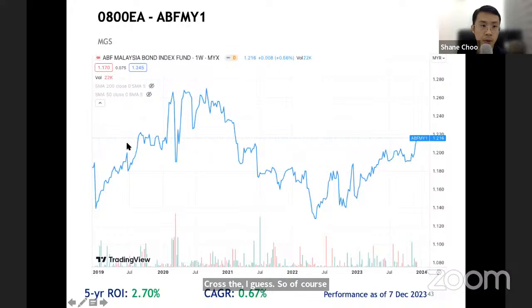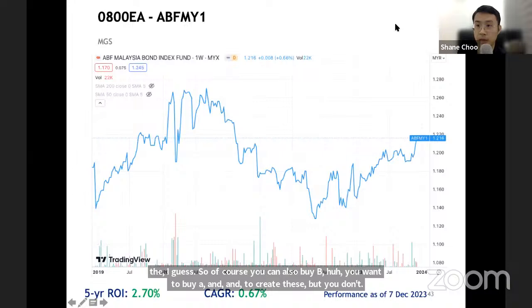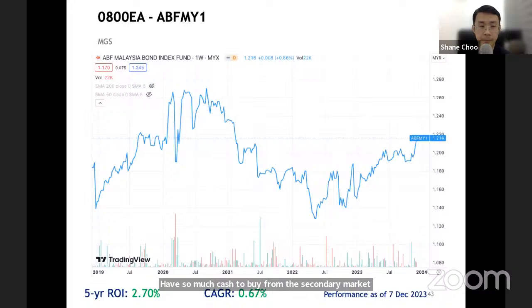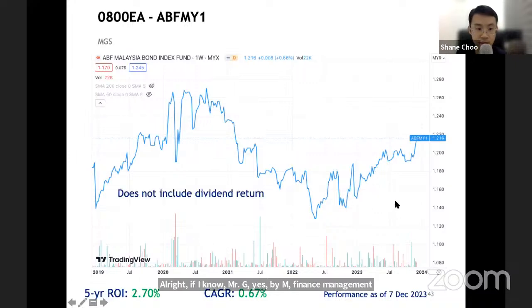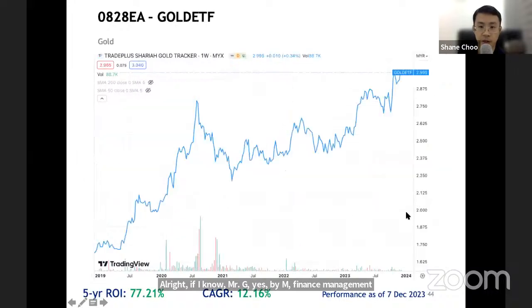Of course, you can also buy bonds. If you want to buy Malaysian government securities but you don't have so much cash to buy from the secondary market through the bank offering, then you can buy into the ETF that buys the bonds. So this is ABF Malaysia Bond Index Fund, issued by M Funds Management, if I'm not mistaken. ROI return for the past 5 years is 2.7%, and it does not include dividend return. If you include dividend return, of course, it will be much higher.